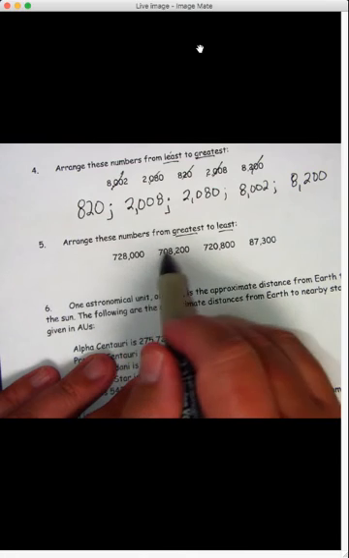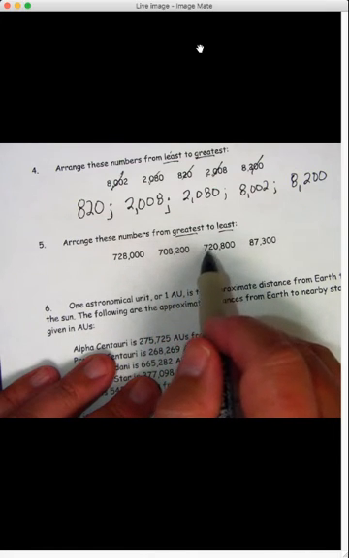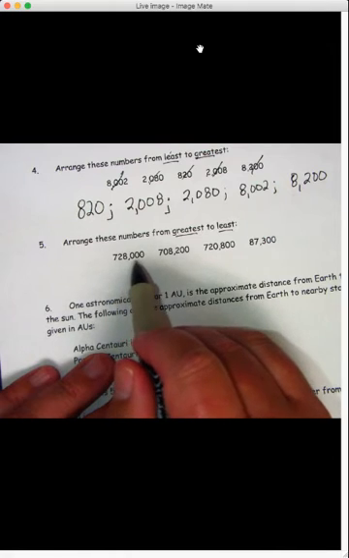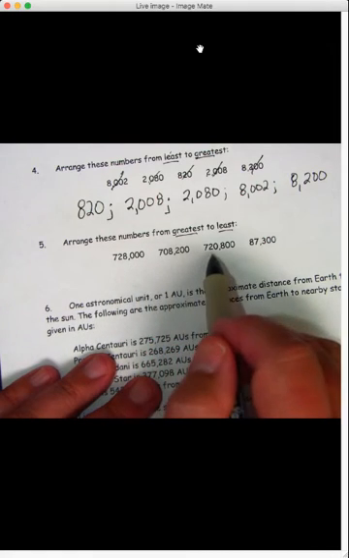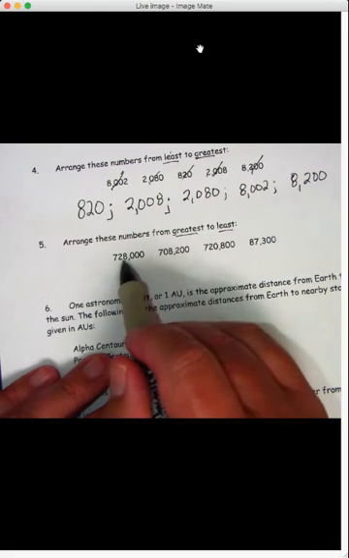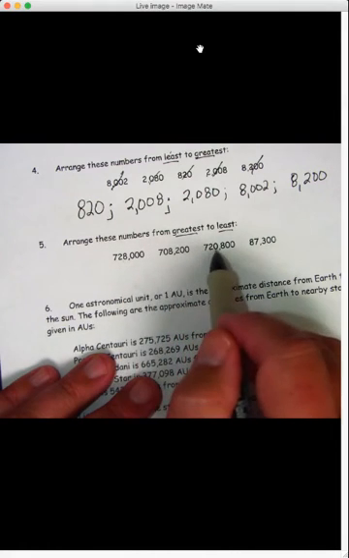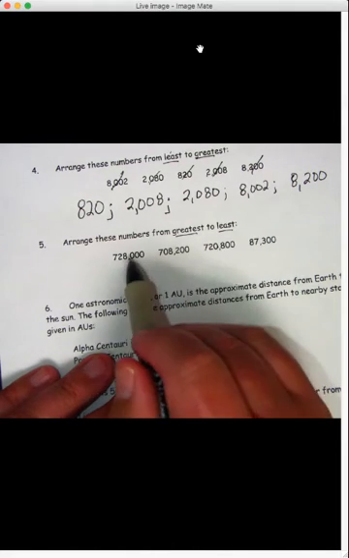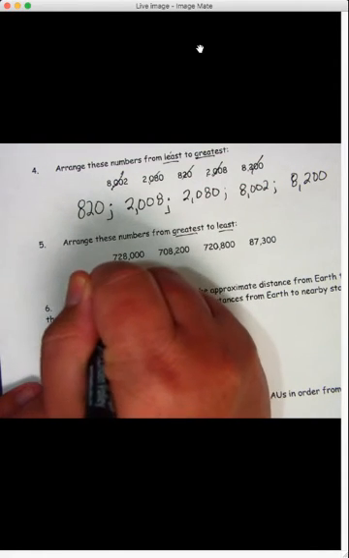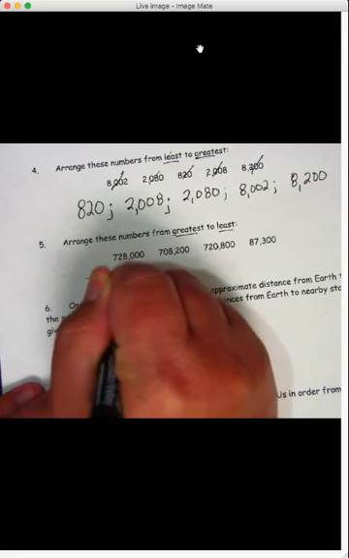So these all 3 had 7 in the 100,000s. Now we're going to go to the 10,000s. This one has a 2. This one has a 0. This one has a 2. So I'm going to have to look at the next spot. It's between these 2 because they both have a 7 and a 2. This one has an 8 in the thousands place. This one has a 0. So finally, I found my greatest number here. It's 728,000.